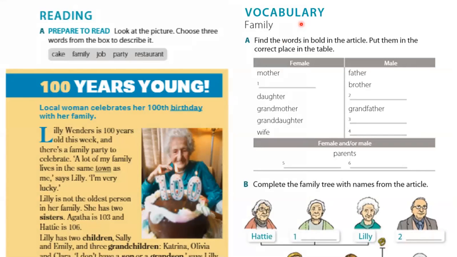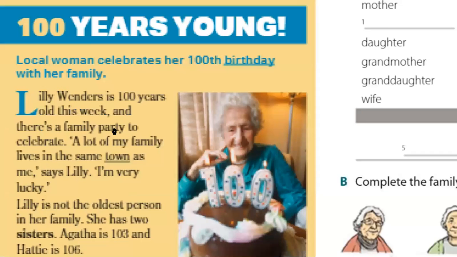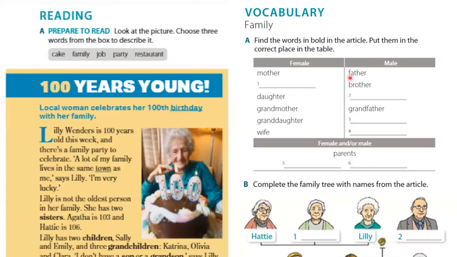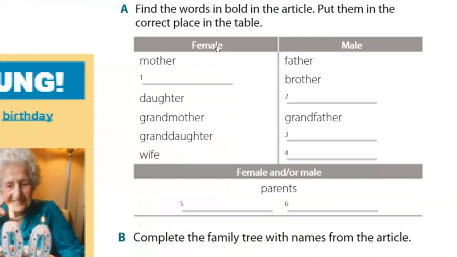Now we can do the exercise A, where you're gonna find the bold words in the article, van a buscar las palabras en negritas aquí en el artículo, like children, grandchildren, and you're gonna put them in the correct place in the table. All right. So here we have the different members of the family, and we have divided in female and in male. Mujeres y hombres. For example, female is your mother and male is your father.